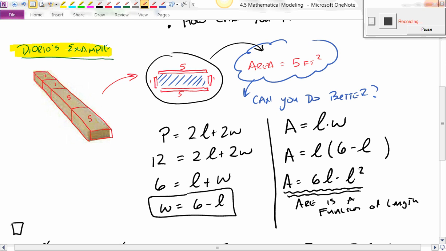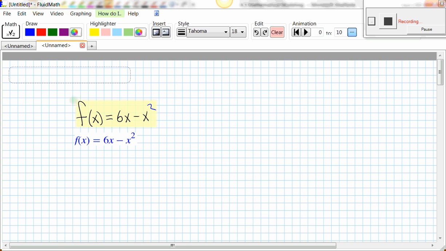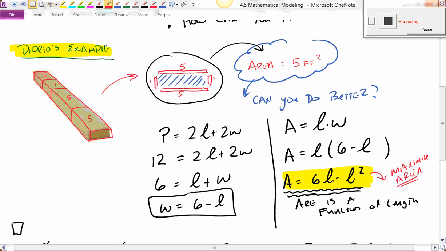What we're going to do is explore this function and see if we can figure out what we're looking for. The thing we are looking for is to maximize this function. We want to maximize the area because it's an area function, so we're looking for the maximum. You can use your graphing calculator. I'm going to use Fluid Math to explore that. I'm going to use x's instead of L's. So I wrote down the function f of x equals 6x minus x squared. That's the same thing as 6L minus L squared over here. I just changed it to x's.